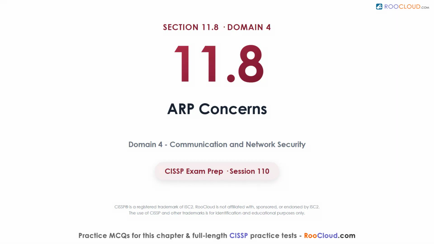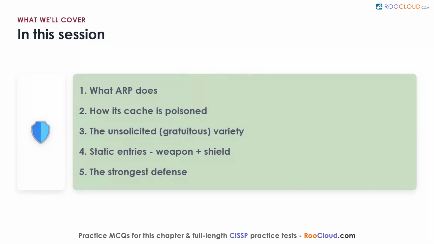Welcome to section 11.8. This is the 110th session of the CISSP Exam Prep series. In this session, we'll examine a small protocol with an outsized security impact. We'll answer several questions. What does the address resolution protocol actually do? How is its cache poisoned? What is the unsolicited variety of that attack? Can static entries be both a weapon and a shield? And what is the strongest defense?